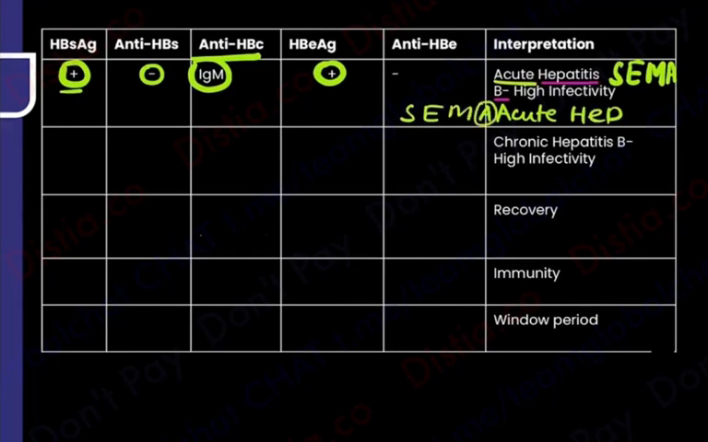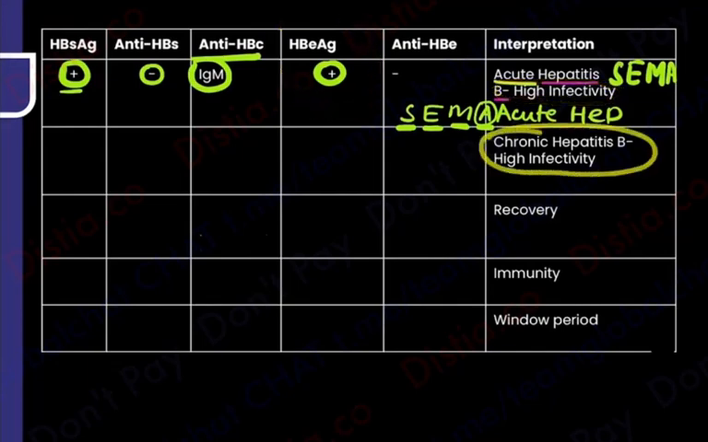SEMA means surface antigen will be there, HBe antigen will be there, and which antibody? IgM type of anti-HBC will be present. That is what you will call acute hepatitis. This acute hepatitis is low infectivity or high infectivity? Who tells you infectivity? Hepatitis E antigen tells you infectivity. If hepatitis E antigen is there, this means it is high infectivity.